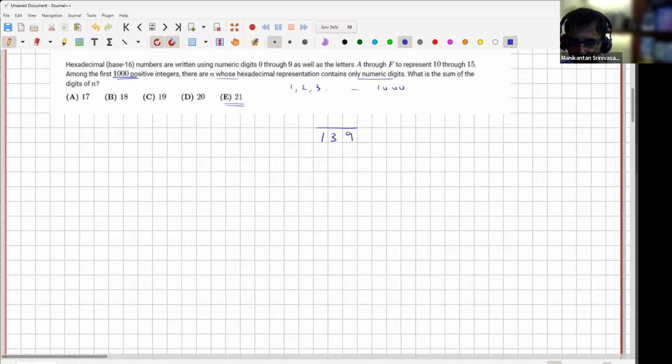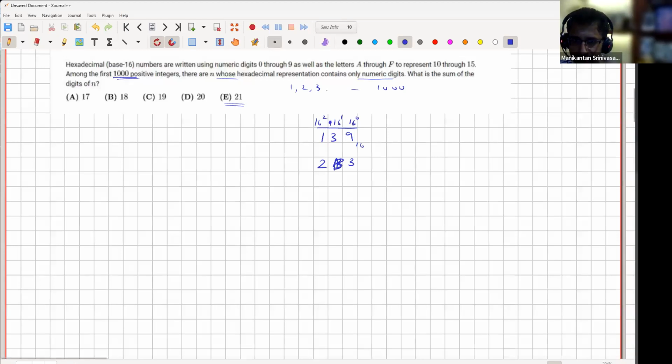It's actually 139 in base 16, which is 16 square into 1 plus 16 power 1 into 3 plus 16 power 0 into 9. That number would be counted, whereas a number like 200A3, or 2B3, let's say, will not be counted, because I'm relying on B here. So he wants to count only this.